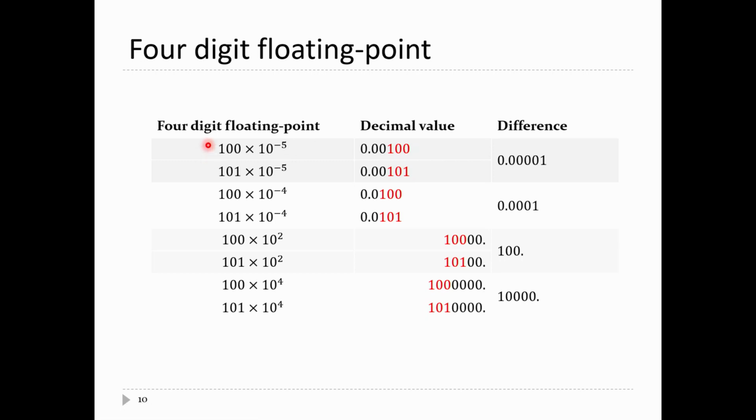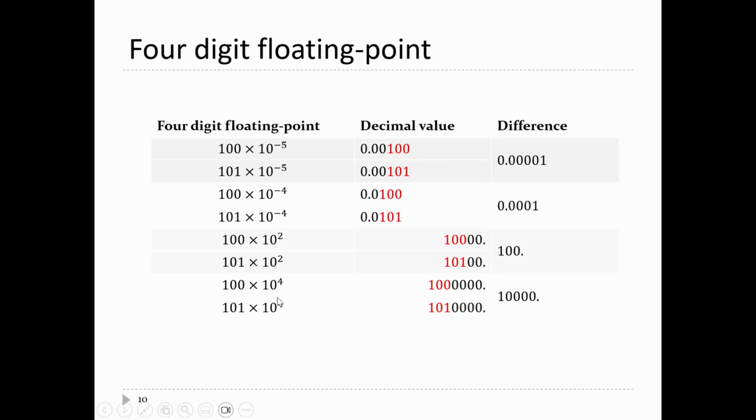Here we've got the 2 smallest floating point values that we can represent that are greater than 0: 100 times 10 to the -5, and 101 times 10 to the -5. The difference between those values is 1 times 10 to the -5. If the exponent changes, then the distance between those two values also changes. So when the exponent becomes 2, the distance between adjacent floating point values becomes 100, which is 10 to the 2.